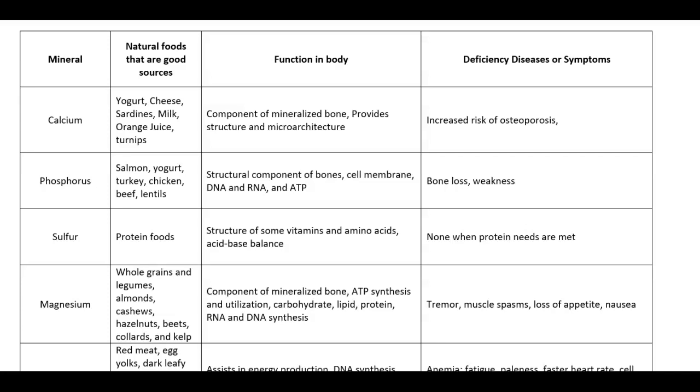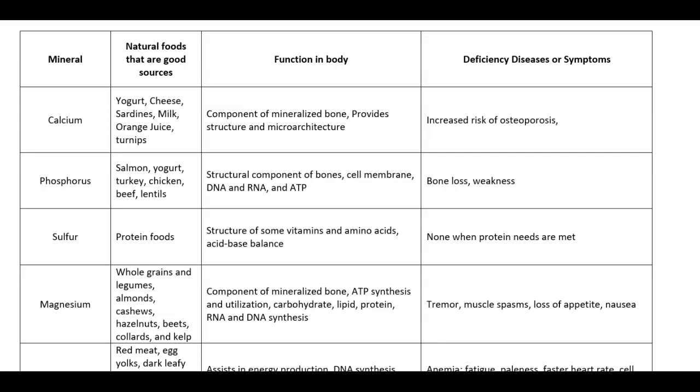Phosphorus is the next one. Salmon, yogurt, turkey, chicken, beef, lentils are good foods that supply phosphorus. Its job is it is a structural component of bones, of your cell membrane, and also an important ingredient in DNA, RNA, and ATP. Deficiencies can lead to bone loss and weakness.